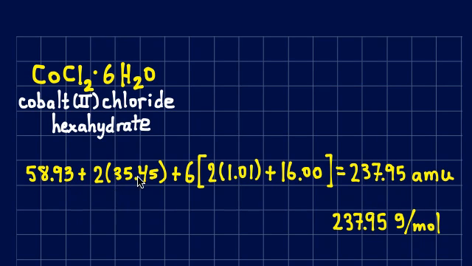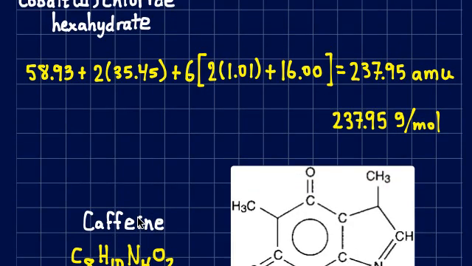58.93, that's cobalt, 2 chlorines, 6 waters. Water is 2 hydrogens and 1 oxygen. That all adds up to 237.95 AMU, atomic mass units. But I can't weigh that, but I can weigh this. So if I was rich enough to afford 240-ish grams of cobalt chloride hexahydrate, I'd have a mole of cobalt chloride hexahydrate.